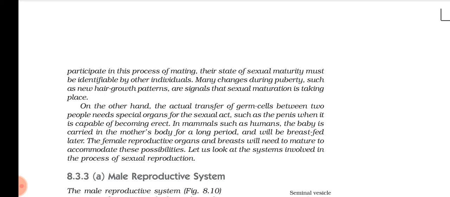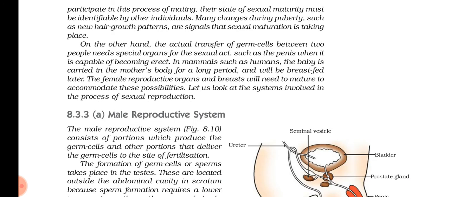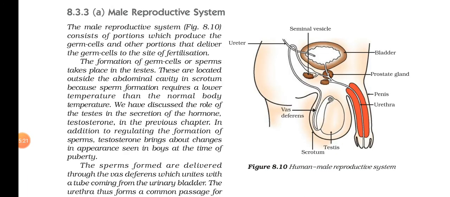So today we are going to study the male reproductive system and the parts of it. The male reproductive system consists of portions that produce the germ cells and the portions which are needed to deliver these germ cells to the site of fertilization. That site of fertilization is the female's body, isn't it? So these parts are the structure needed for the production of gametes and the structure needed to deliver the sperms into the female's body.